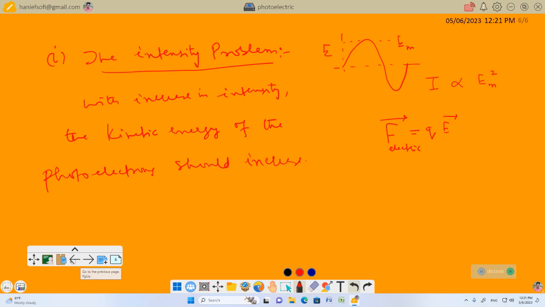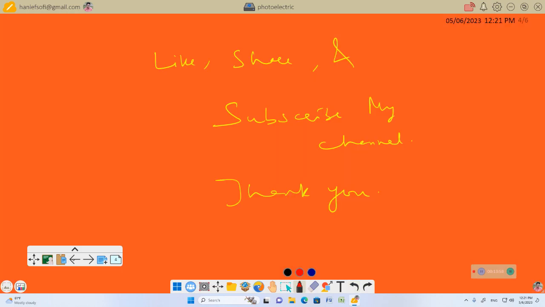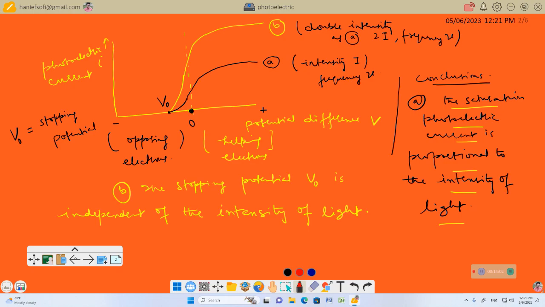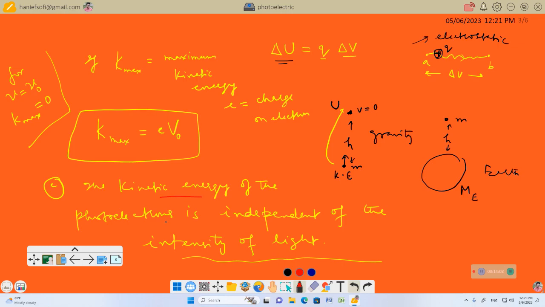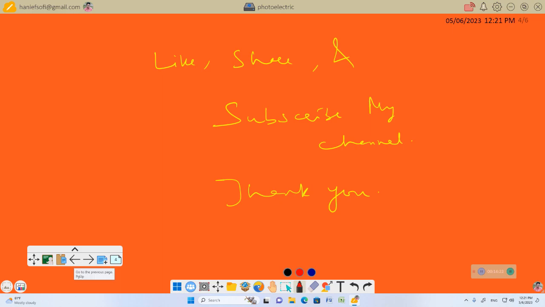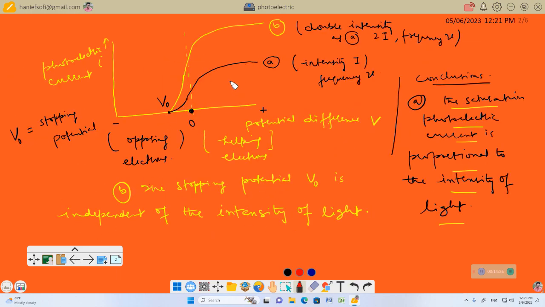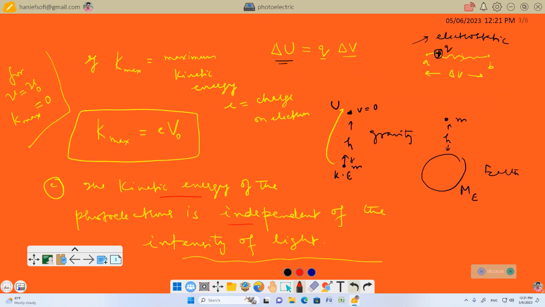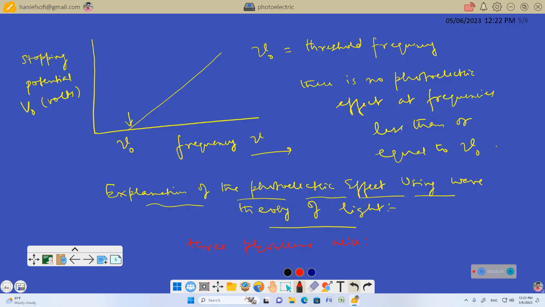But what is the experimental finding? Experimental finding is the stopping potential and the kinetic energy of the photoelectrons is independent of the intensity of light. If you change the intensity of light in the photoelectric effect, there is no impact on the kinetic energy and stopping potential. As we have discussed these curves, where doubling intensity in curve B, but the stopping potential and hence kinetic energy is unaffected. So it is one issue which is called intensity issue.